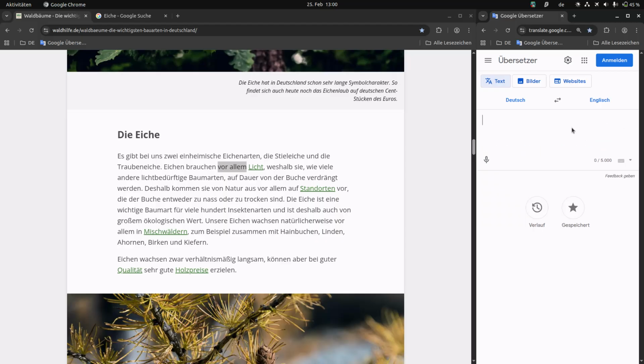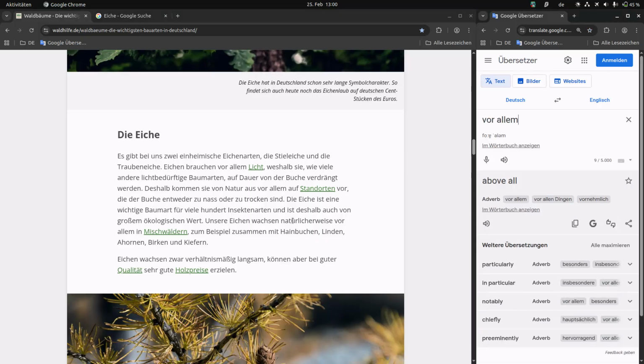But there's also a different word, which is called überall, which means everywhere. And vor allem means above all, or what was it again? Especially. So oaks need especially, or above all, Licht, which means light.